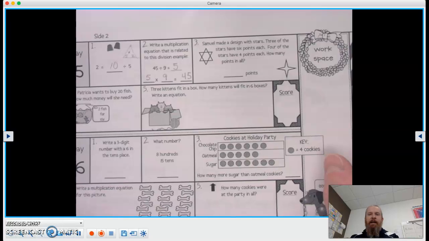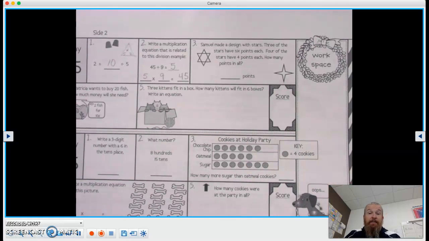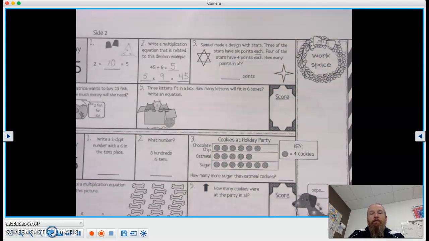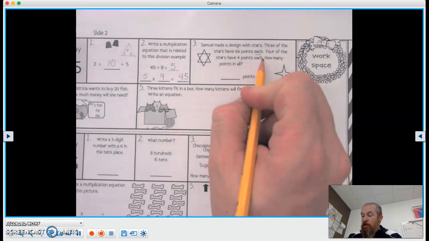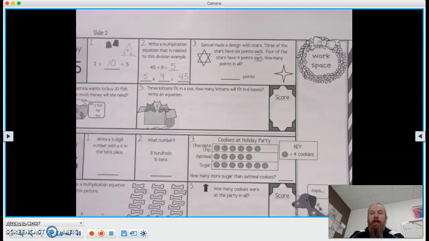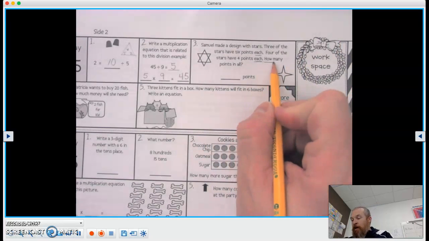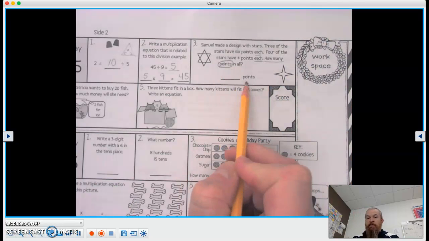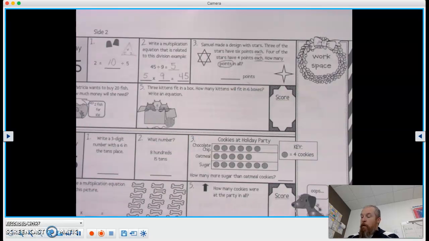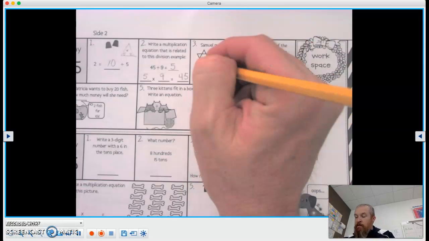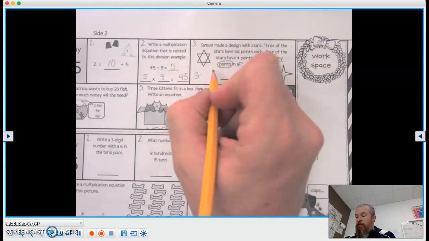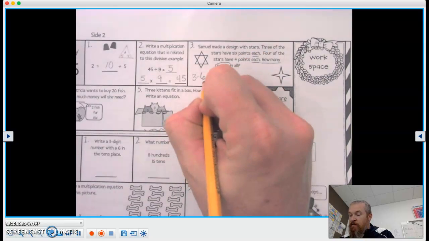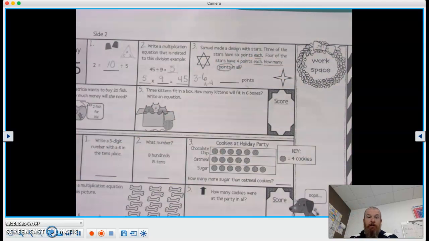Samuel made a design with stars. 3 of the stars have 6 points each. 4 of the stars have 4 points each. That's twice. How many points in all? Our label's already there. Points. See that? Okay. So, 3 stars each have 6 points. 4 stars have 4 points each.